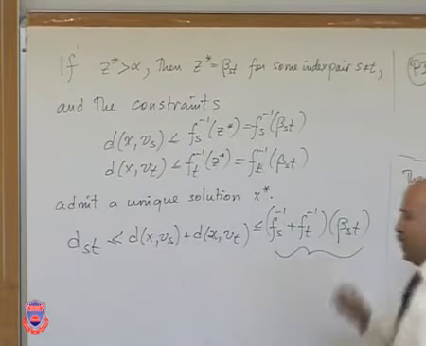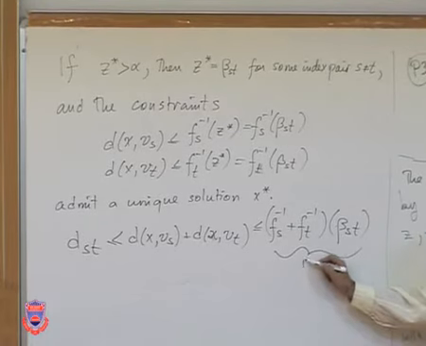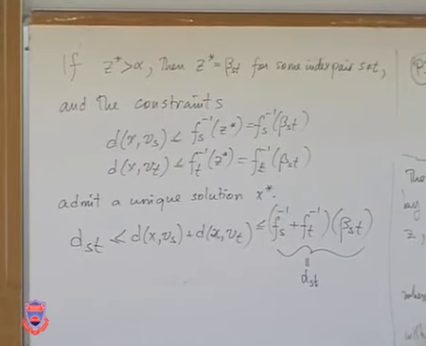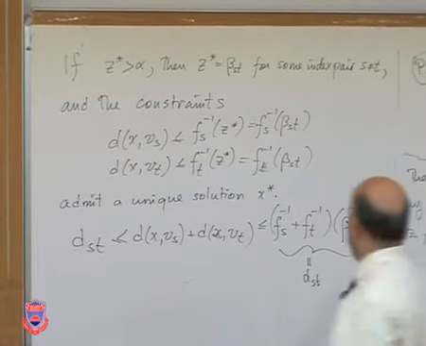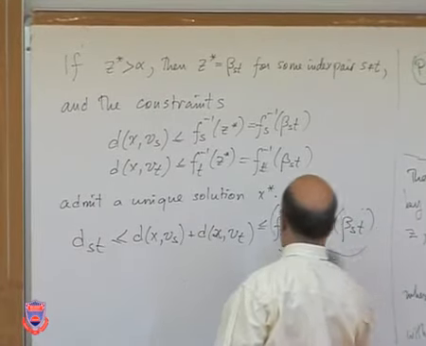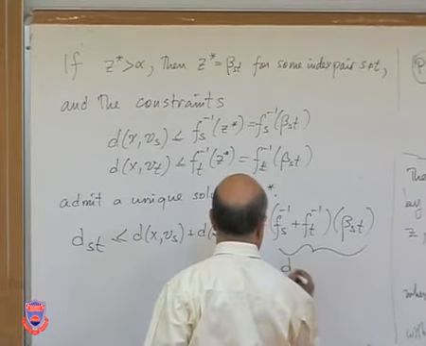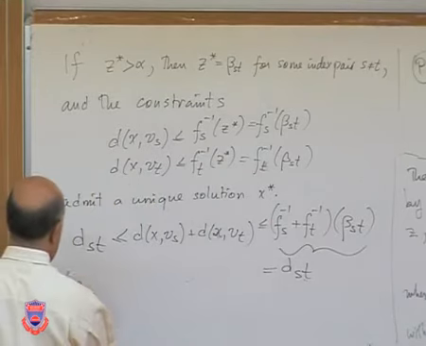What do you think this will output? It will also output dst if you just go back to the definitions of beta, etc. Okay? So, because this is going to be also equal to dst, all inequalities hold as equalities.